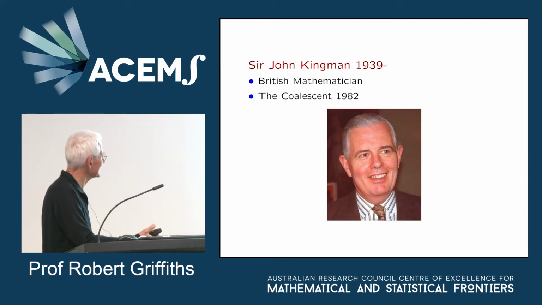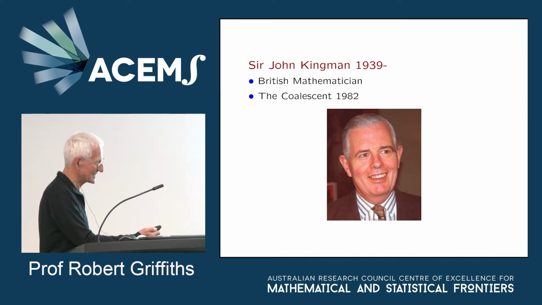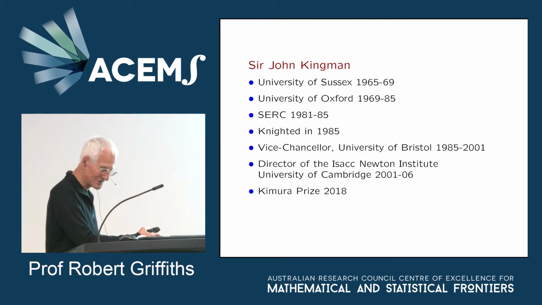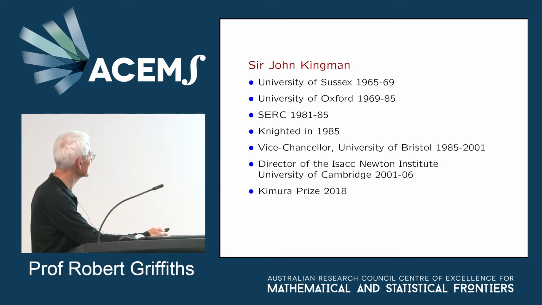So John Kingman produced a sort of breakthrough idea in the coalescent in 1982. Here's Sir John Kingman, a famous mathematician from Oxford. He didn't only do that, he did a lot of other things as well. And he's an amazing person who's done lots of mathematics and contributed much in public service as well. I'll just let you read that, I think.